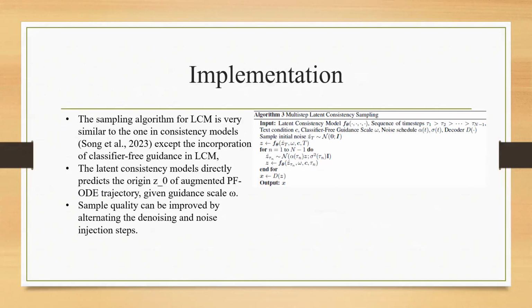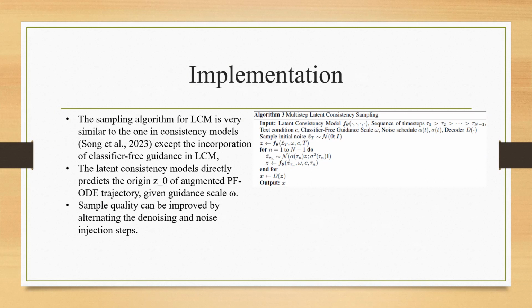This is the multi-step latent consistency sampling algorithm. It's very similar to the one in consistency models, except for the incorporation of classifier-free guidance in LCM. The latent consistency models directly predict the origin z naught of the augmented PF-ODE trajectory given the guidance scale omega. Sample quality can be improved by alternating the denoising and noise injection steps.